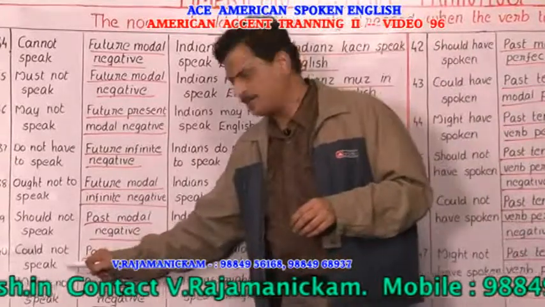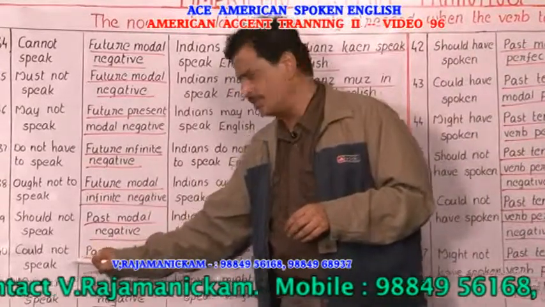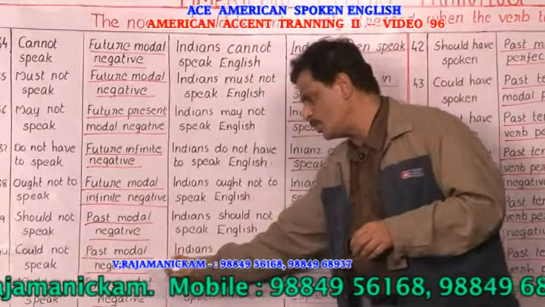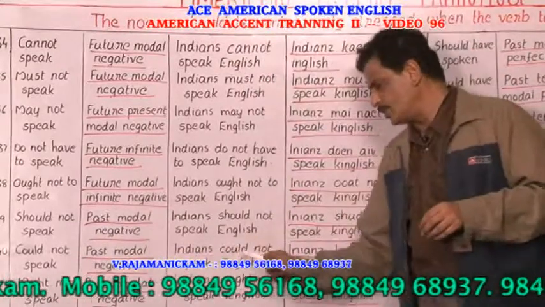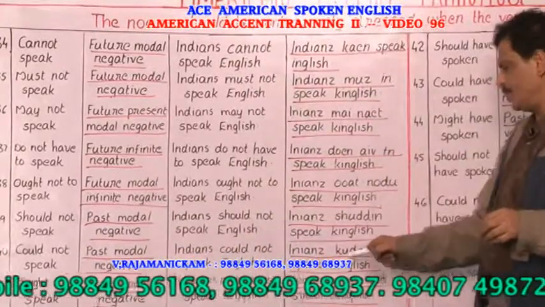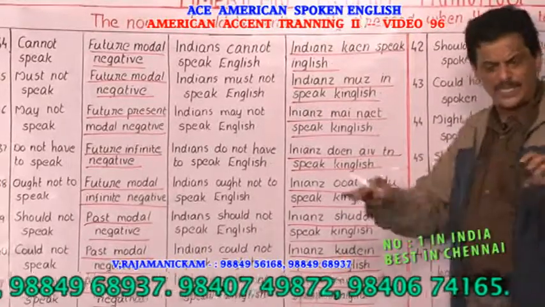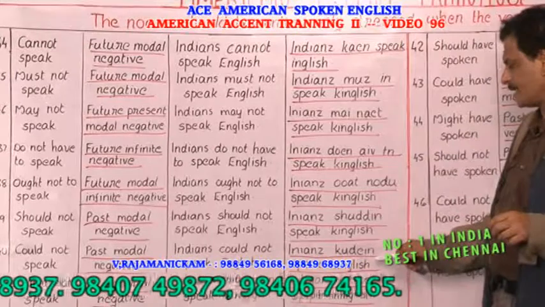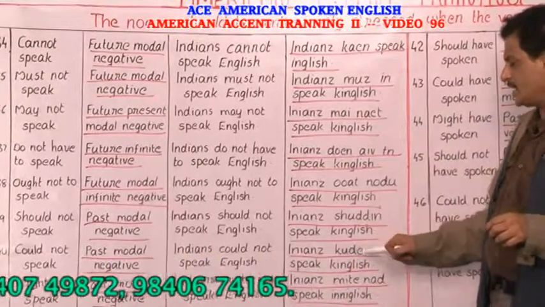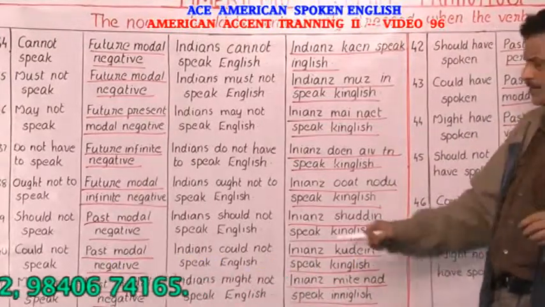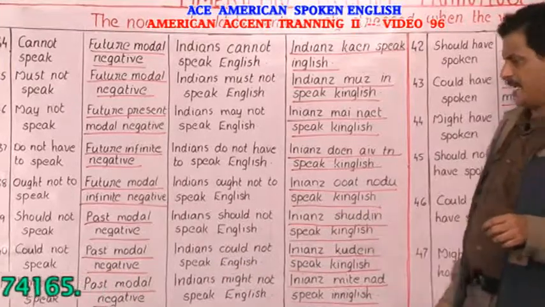Now, could not speak, the 40th row. Past tense modal negative. Indians could not speak English changes into Indians couldn't speak in English. So, could not changes into couldn't speak.